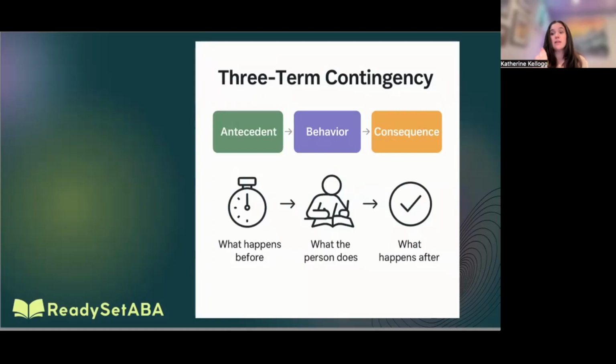The behavior is emitted voluntarily. The behavior is observable and measurable. And then we evaluate the consequences to see, is this behavior going to continue over time or will it be punished? So Skinner is behind operant conditioning and really just evaluated why we choose to do what we do and how those contingencies maintain our behavior.